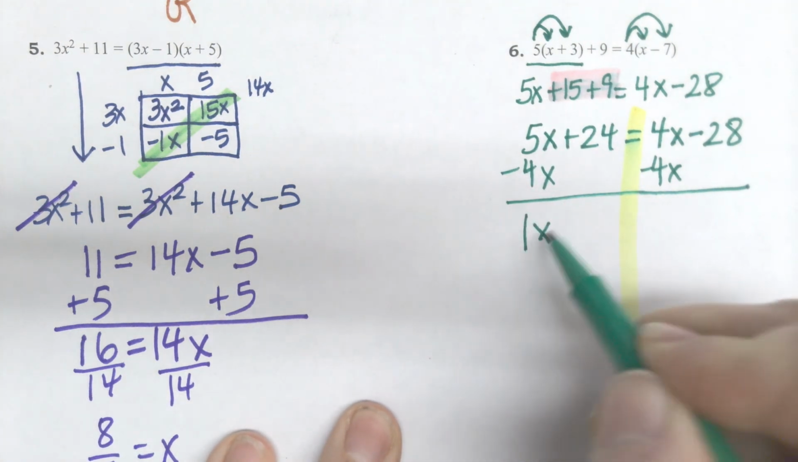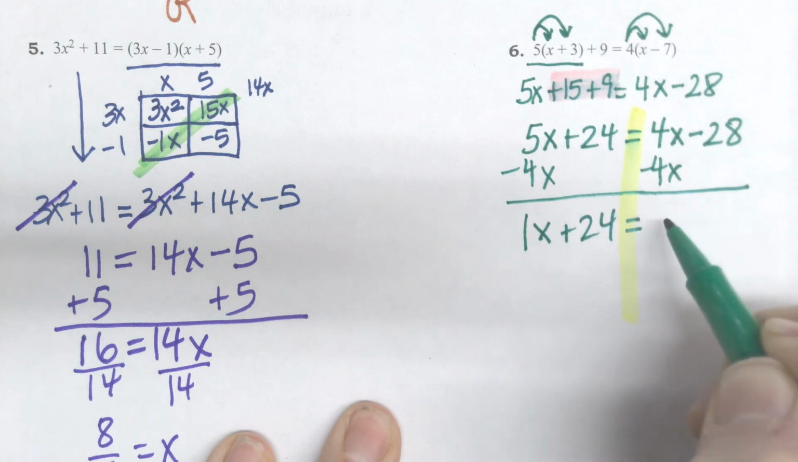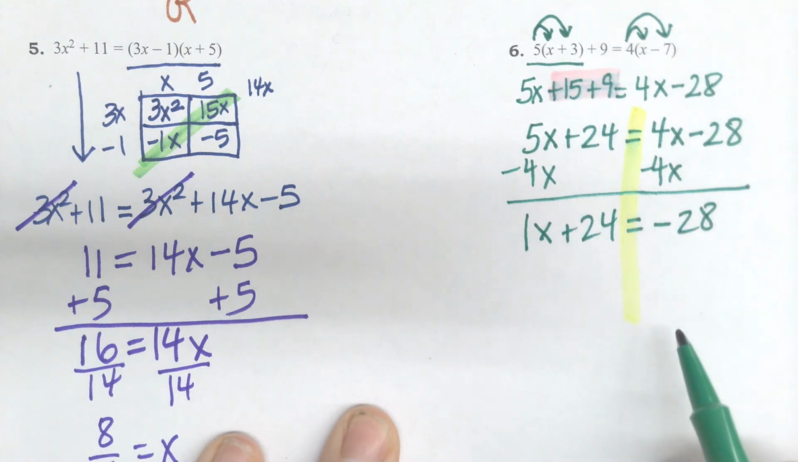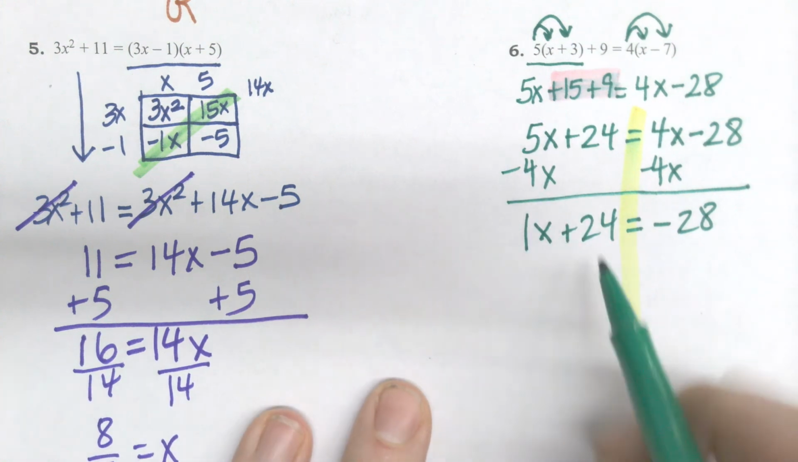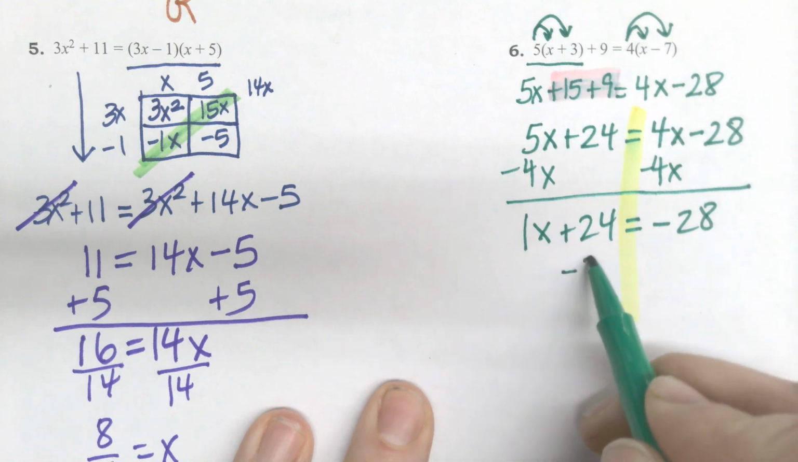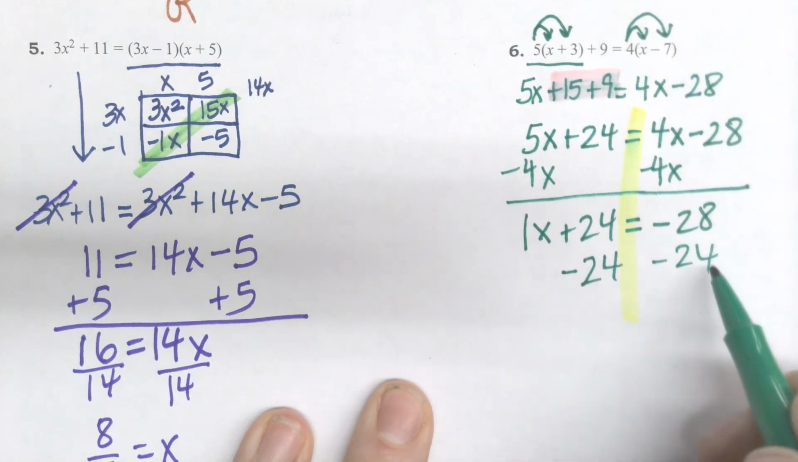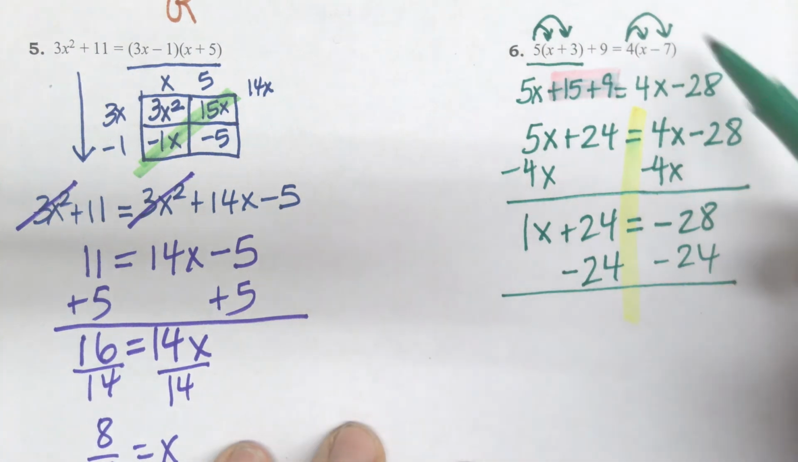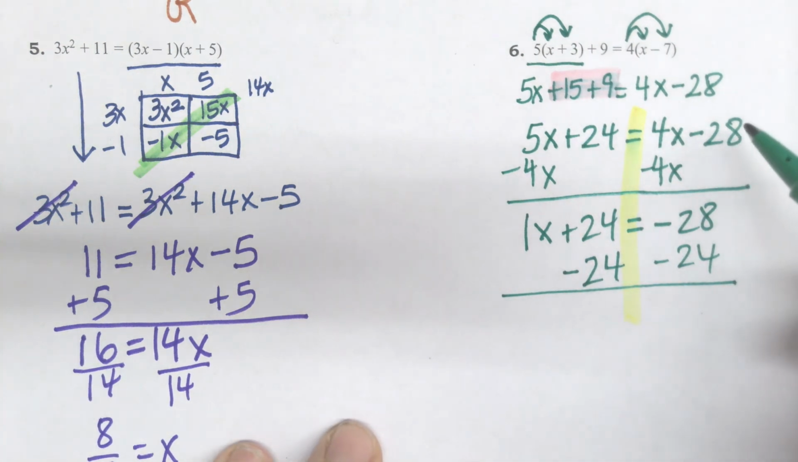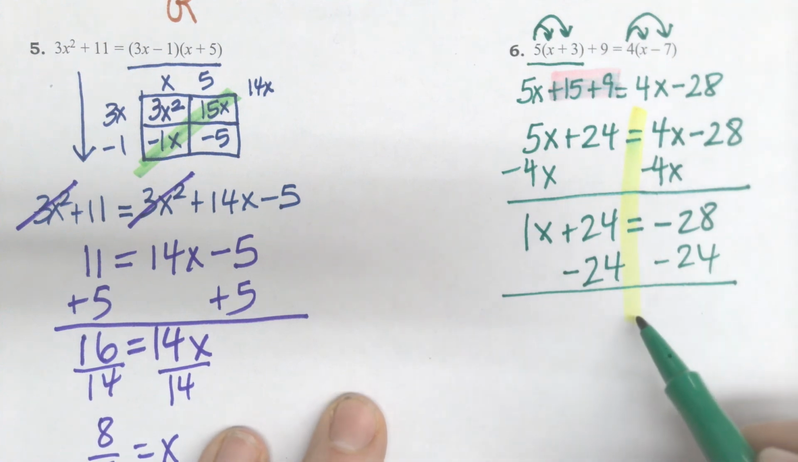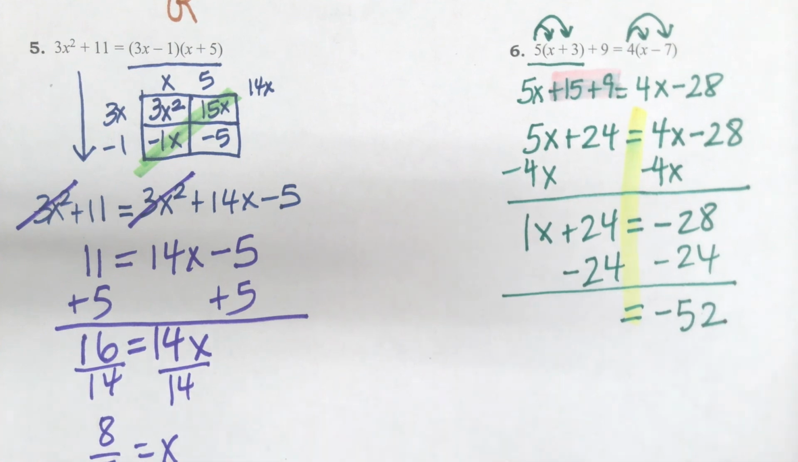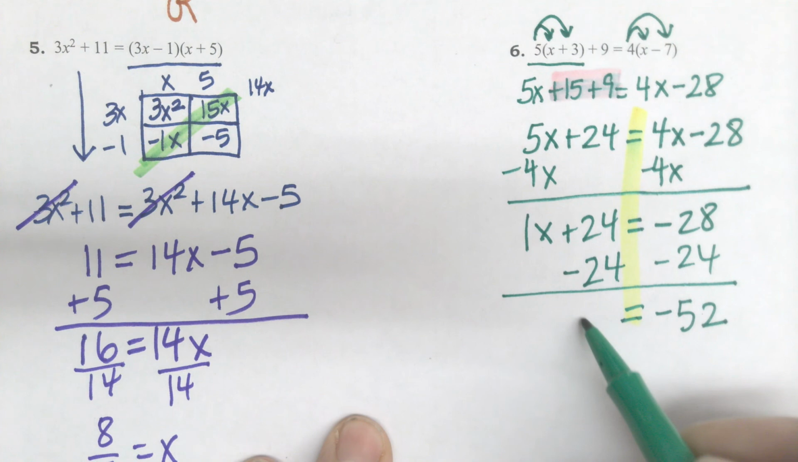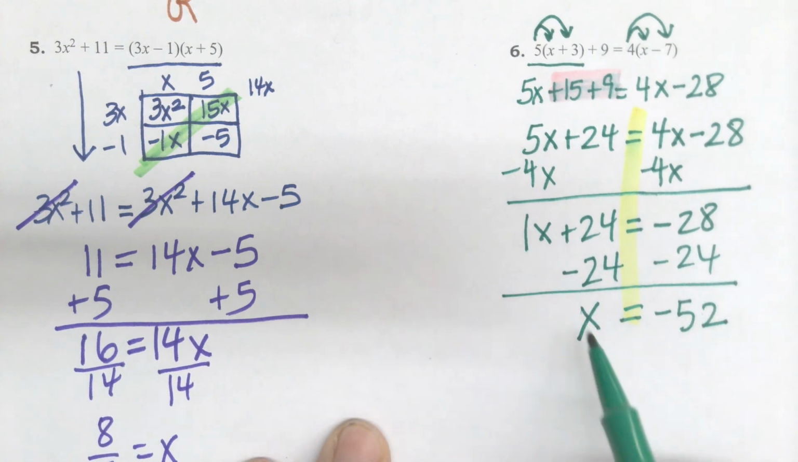So that's 1x. Do I need to write the 1? No. It's nice though, because it's kind of a filler and it helps you remember what you did. I subtracted there, okay? Now I need to get the x alone, so I'll subtract the 24 again on both sides. Negative 52. And then I bring down the x. Again, I don't need the 1 in front, so I can stop right there, and I'm done with that problem.